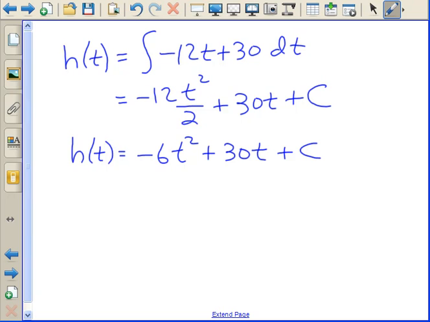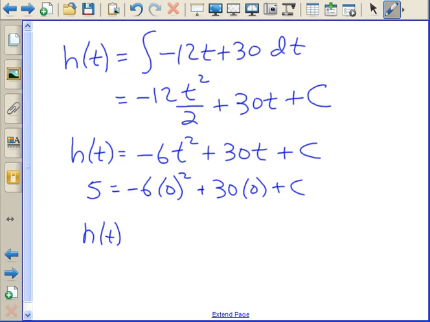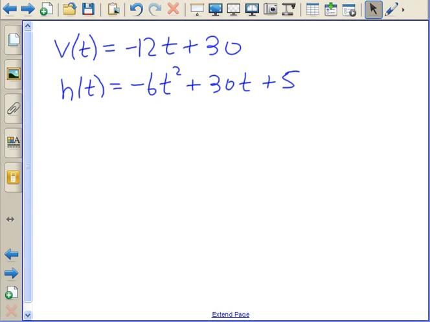So we plug in for our initial value here, and our initial height was 5 at time equals 0. And we can easily see here that our integration constant was 5, so our height function is negative 6t squared plus 30t plus 5. Okay, so we have these functions for our velocity and our height.